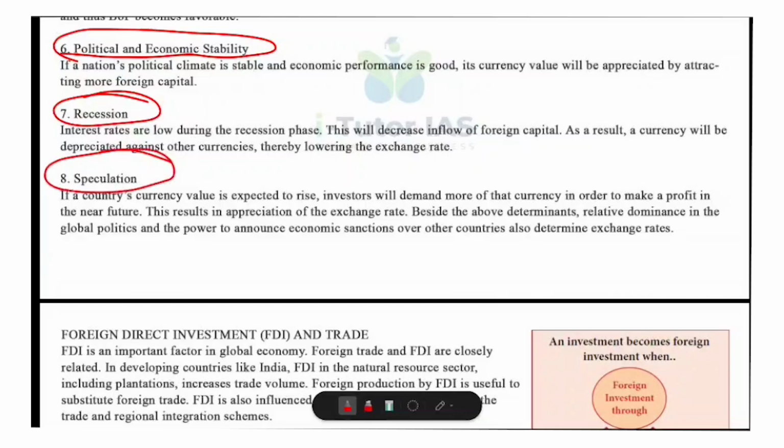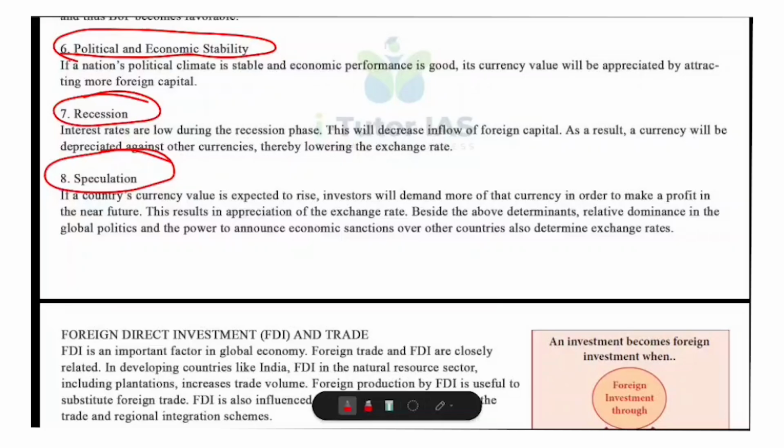Investors try to predict future currency movement to make a profit. If there is an expectation of a currency rise, that leads to high demand and the currency appreciates, and if there is an expectation of a currency fall, that leads to selling of the currency and the currency depreciates. For example, traders buying the Indian rupee because they expect it to rise against the US dollar, so the Indian rupee appreciates.